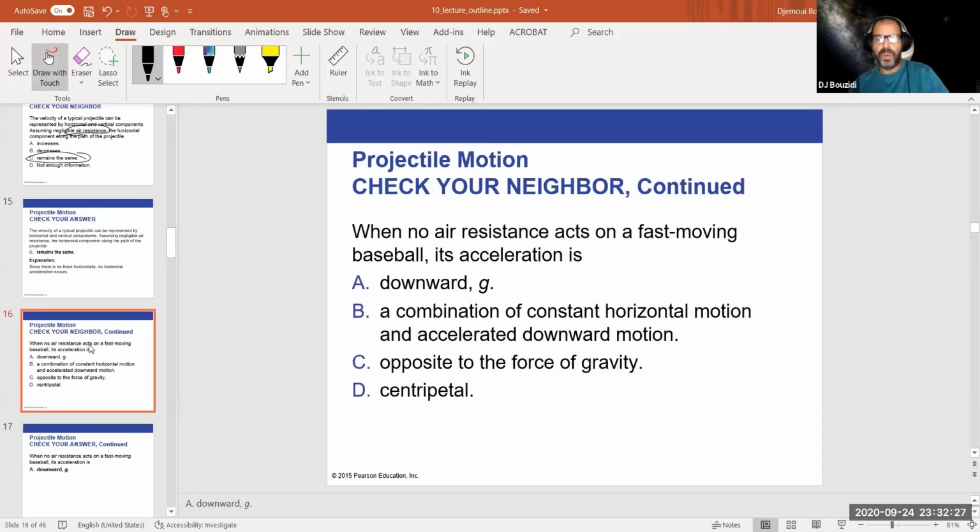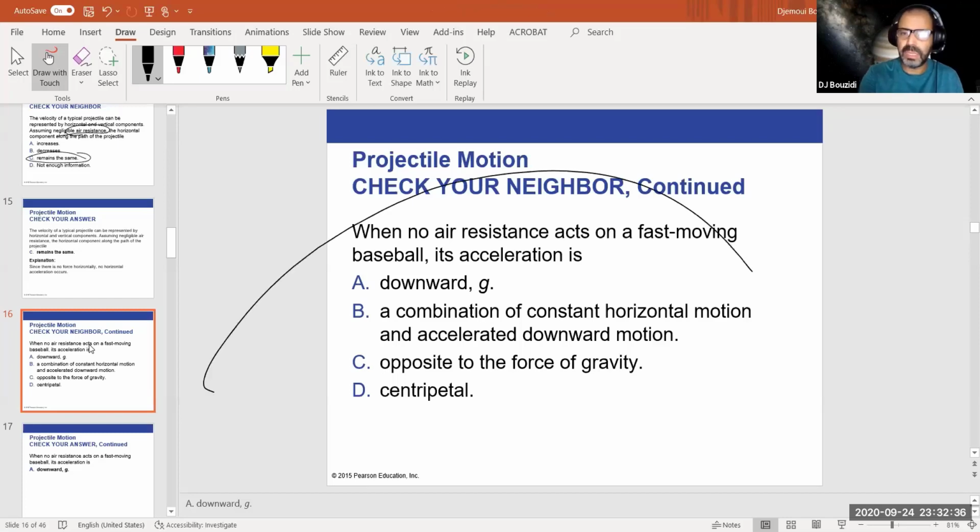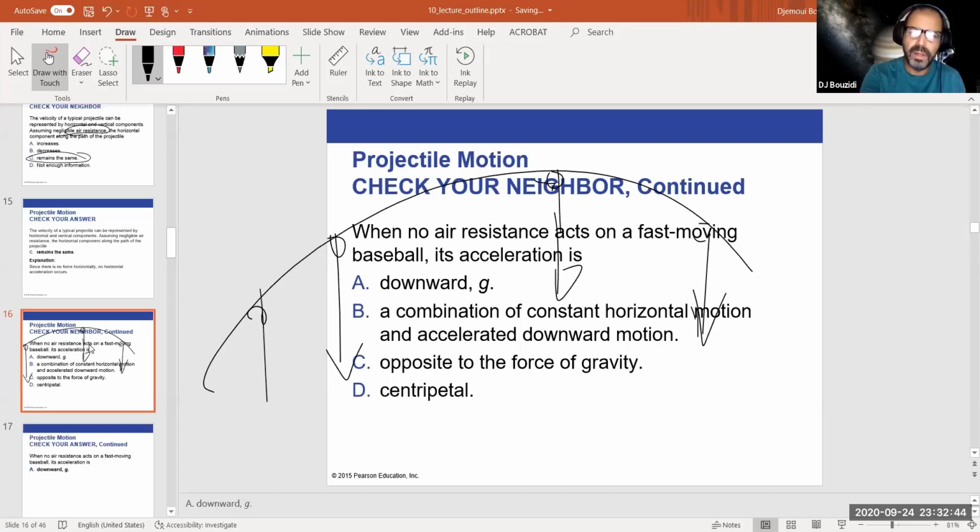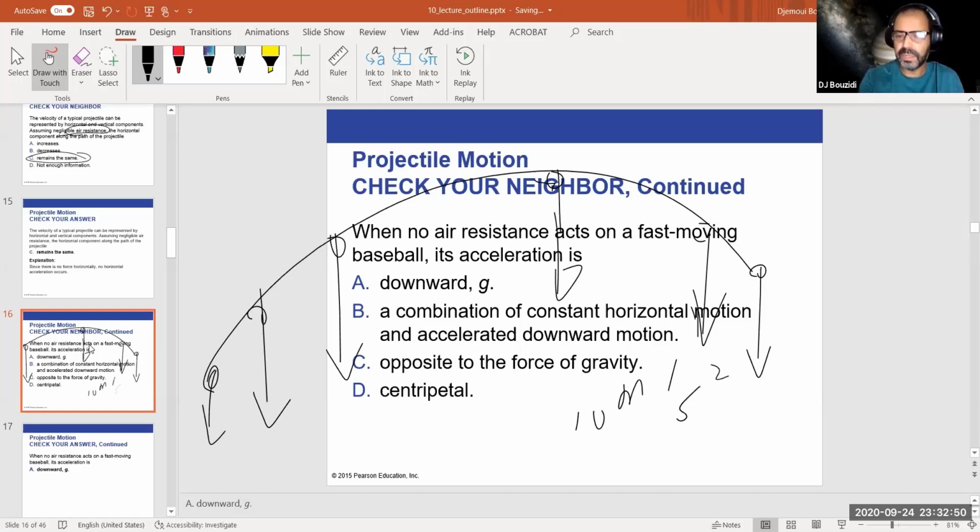So when no air resistance acts on a fast-moving baseball, its acceleration is always downward. That's the only acceleration that you have. So the baseball is going like this. At any point, it's accelerating toward the Earth by the same amount, 10 meters per second squared, even when it leaves and when it lands. It's always 10 meters per second squared, or 32 feet per second squared, whichever way you like.